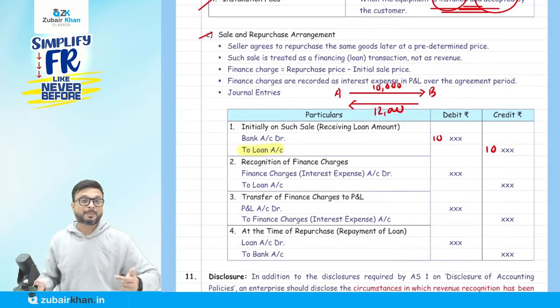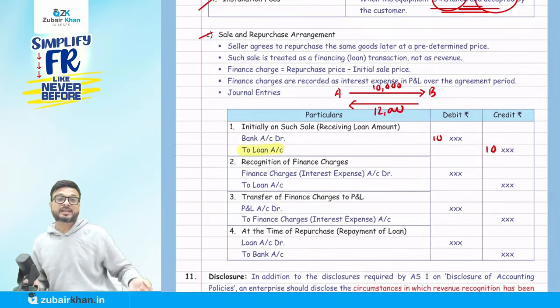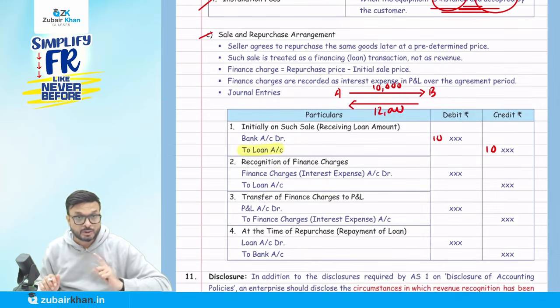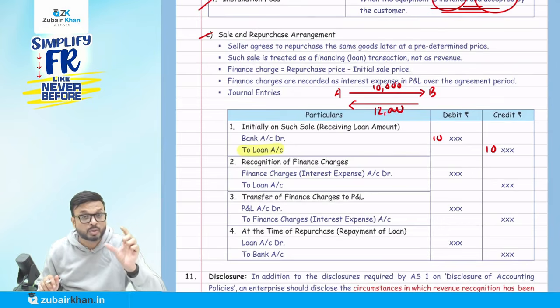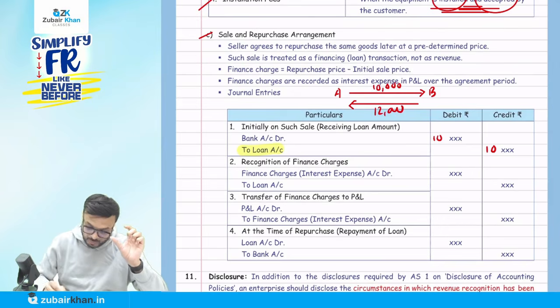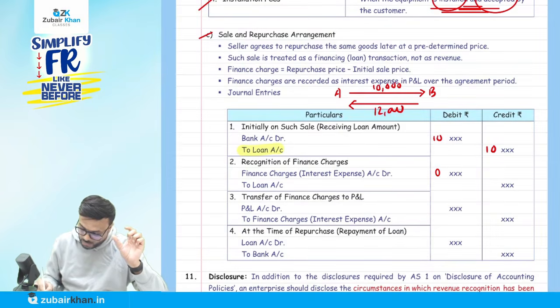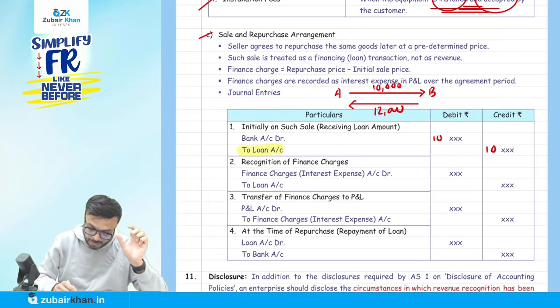Now what happened? At what price am I repurchasing from you? 12,000. The additional amount I am to pay you is 2,000. That 2,000 will be considered as what? Interest. So interest account will be debited by 2,000, and since I am liable to pay you, the loan account will be credited by 2,000 again.